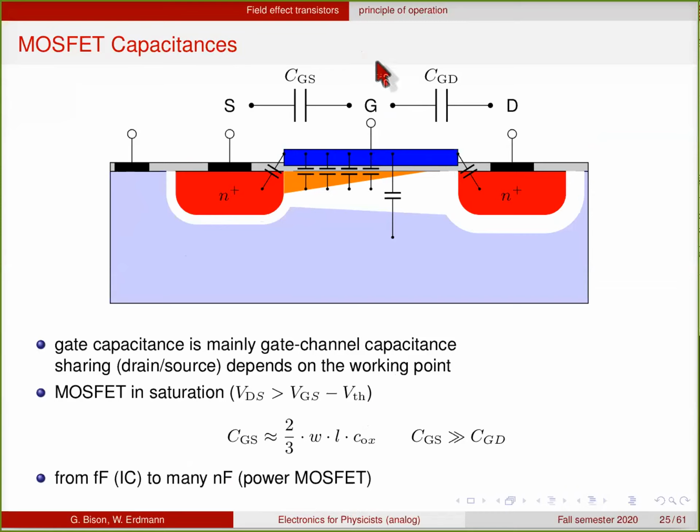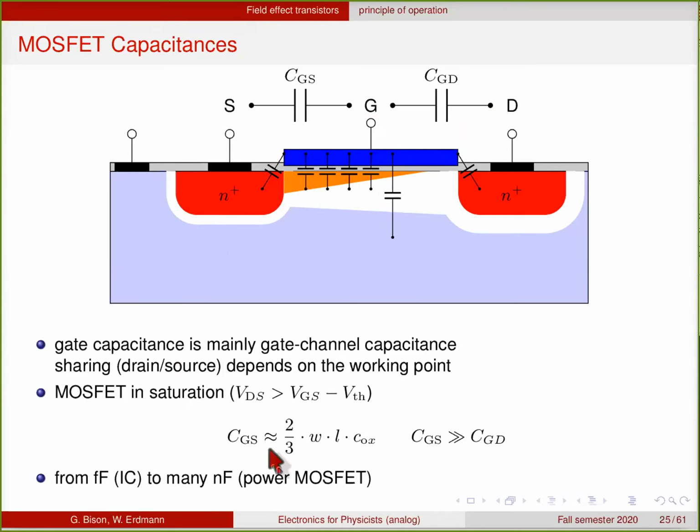So if you look at the gate, it has some capacitance to both source and drain, and the sharing depends on the working point. If you're in the strong inversion case where the channel basically is uniformly charged, then the sharing will be equal. So you have the same capacitance to the source and the drain. But when you're in this saturation mode, then most of the capacitance really goes to the source, because on this side there's less charge in the channel, or it's higher resistance.